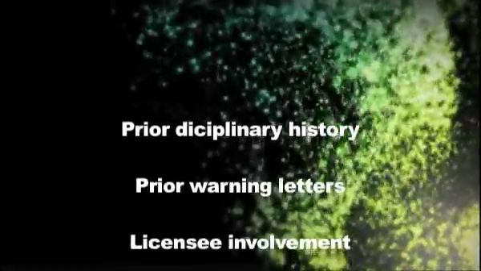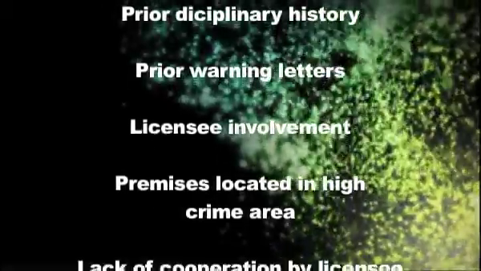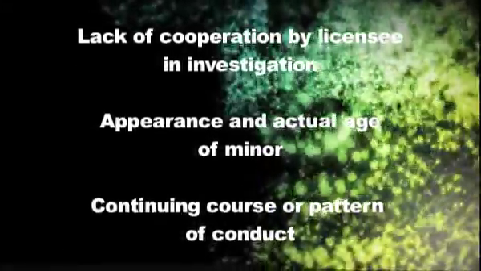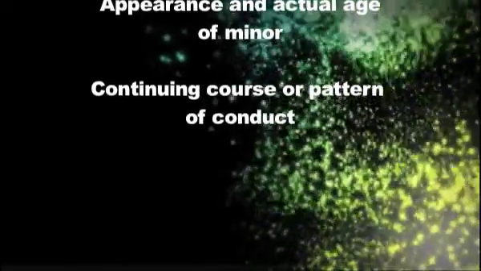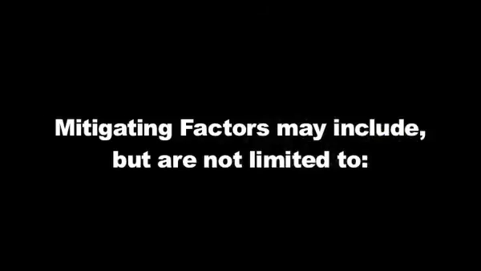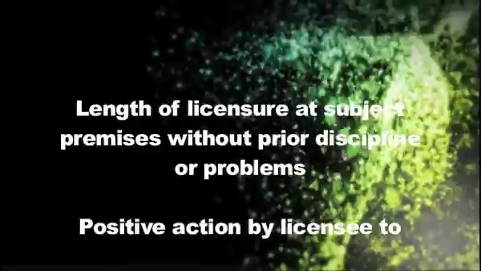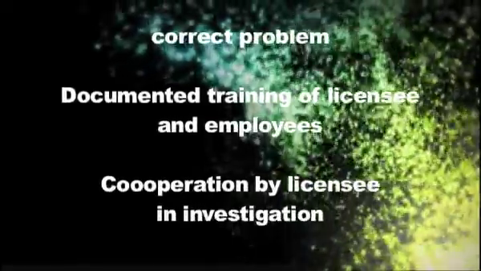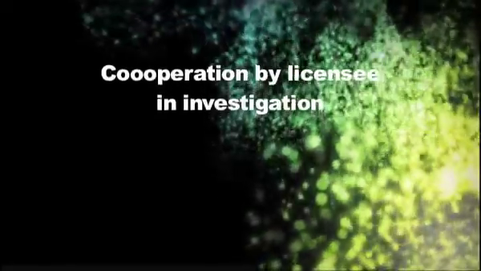Aggravating factors may include, but are not limited to, prior disciplinary history, prior warning letters, licensee involvement, premises located in a high crime area, lack of cooperation by licensee in investigation, appearance and actual age of the minor, continuing course or pattern of conduct. Mitigating factors may include, but are not limited to, length of licensure at subject premises without prior discipline or problems, positive action by licensee to correct problem, documented training of licensees and employees, cooperation by licensee in the investigation.